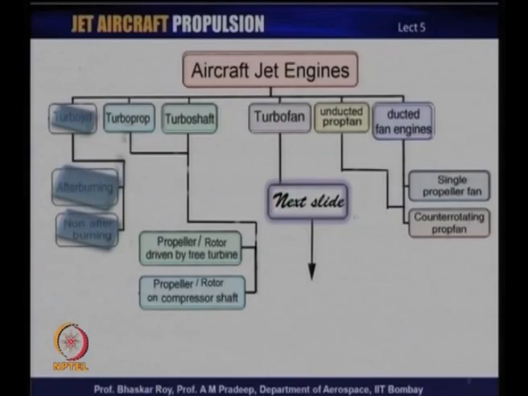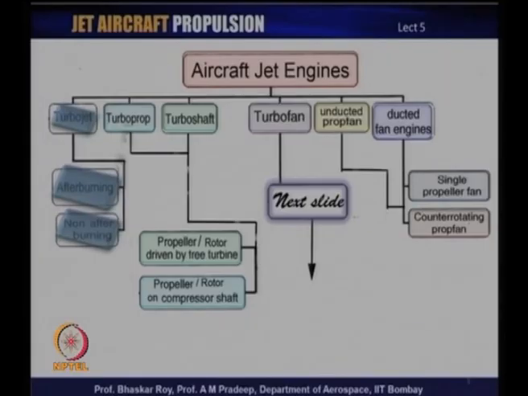Let us quickly take a look at the list which we had a look at once before, of all kinds of jet engines. We talked about the fact that there are so many kinds of jet engines, and the same list today we will look at very quickly. On the left side there are three varieties, the turbojet, afterburning and non-afterburning, which we have talked about in the last class. So, we will not talk about those variants anymore today.